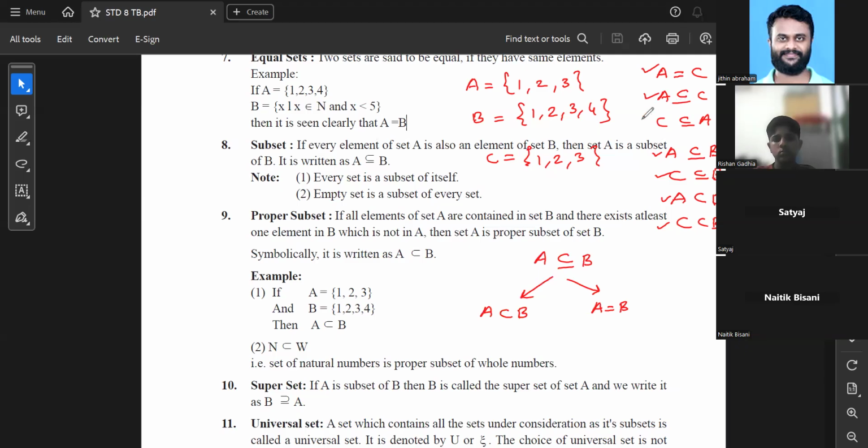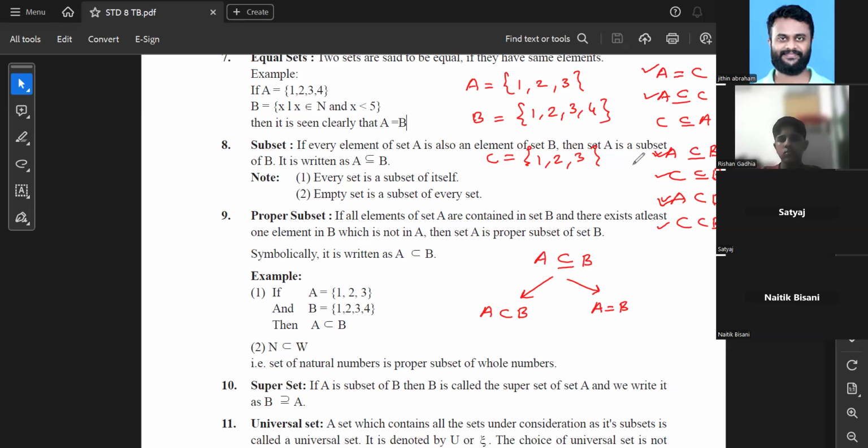Now the second category is proper subset. A is a proper subset of B, as I've already written over here. Now since proper subset is also coming under subset, if any pair is a proper subset, then that is a subset also.